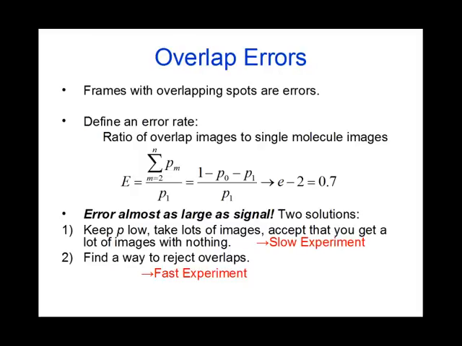Now what we can do is calculate the rate of overlap errors. So I'll define that as the probability of a multimolecule image divided by the probability of a single molecule image. And if I worked at this limit, it's 0.7. For every 10 good images, there are 7 bad ones. So we could turn down our activation probability, reduce the number of multimolecule images, and get a slow experiment, or reject the overlaps. Now we get to do a fast experiment.